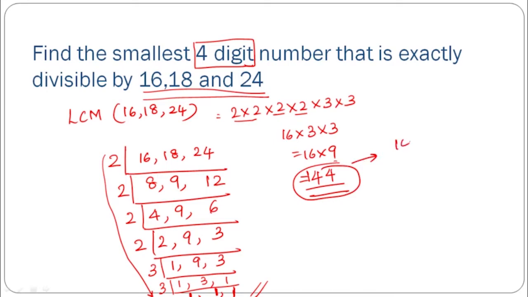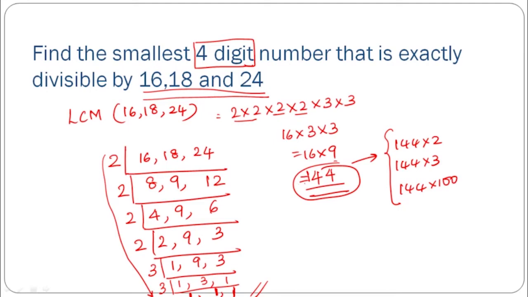See, 144 multiplied by 2, 144 multiplied by 3, or even 144 multiplied by 100, all the multiples of this 144 will be exactly divisible by 16, 18 and 24. All the 3 numbers, it will be divisible, because why? 144 is the least common multiple of 16, 18 and 24.